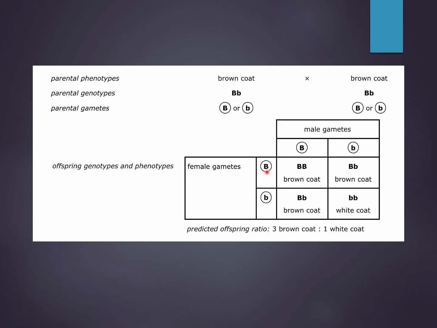Setting up your Punnett square, you put your gametes for the female on one side, the male on the other side, and then you complete your Punnett square, bringing them together. Two capital B's, homozygous dominant, brown coat. Then we could have, in this case, two of the possible offspring would be heterozygous brown coat, and then a fourth option would be homozygous recessive white coat. So our predicted offspring would be 3 brown coats to 1 white coat.